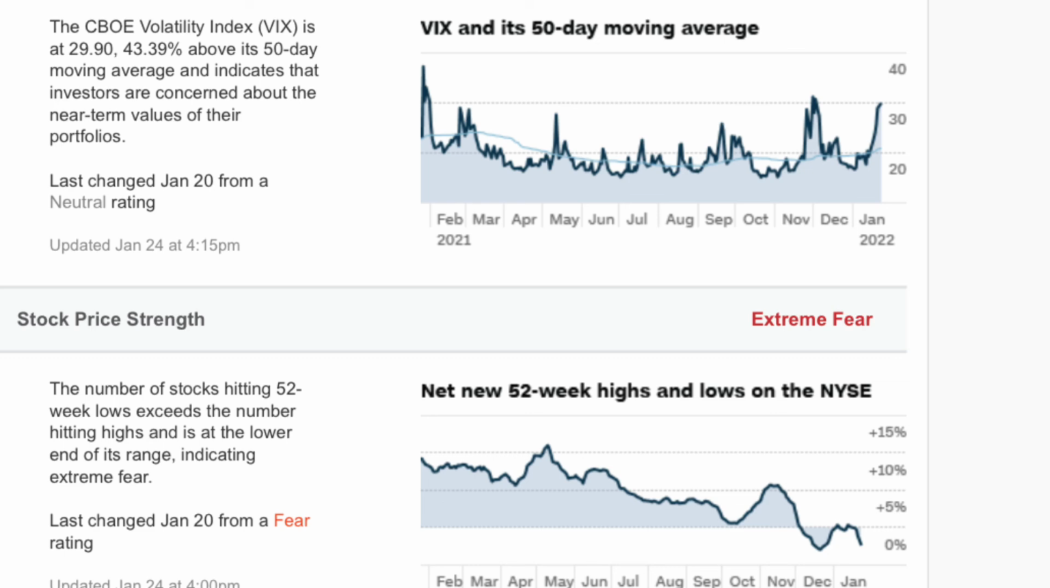If you don't want to look at the charts or the VIX, you can also come here and check out this website. I'll list it below, but this is showing the VIX and the 50-day moving average, showing that it's 43.39% above its 50-day moving average, and the stock price strength of the 52-week lows exceeding the number of highs. So this is a lazy man or woman's way of checking it if you are not good with charts.